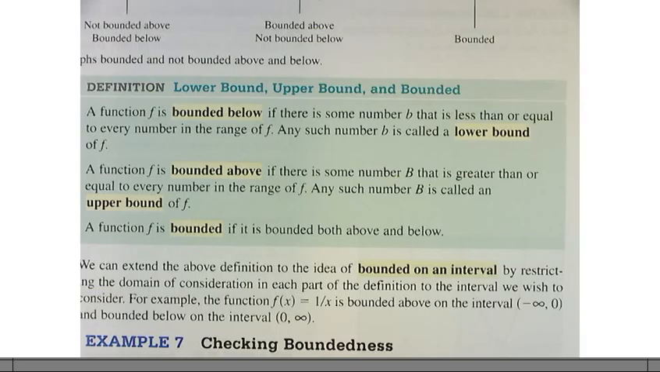Likewise, a function f is bounded from above or bounded above if there is such a number B, capital B, that is greater than or equal to every number in the range of f. Any such number B is called the upper bound of f. It's the maximum y value for f. Then we say that the function f is bounded if it is bounded from above and bounded from below.